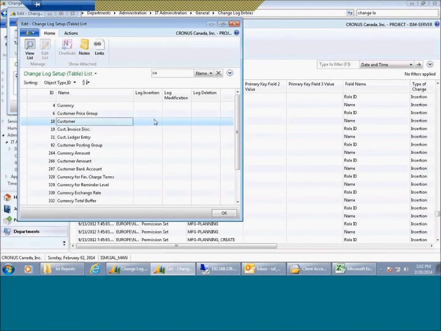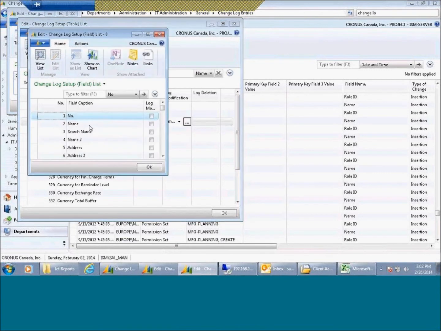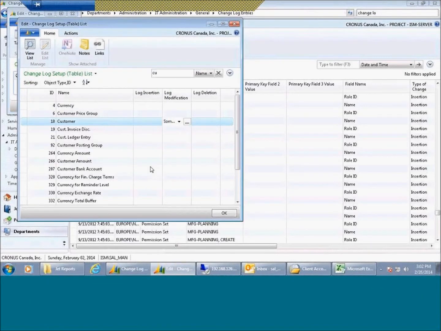So if I was interested in tracking information, let's say credit information on my customer, I could go in and say, yes, I would like to see when things were inserted into the database, when things were maybe modified, maybe some fields for that customer. And then I would go down and look for that. Let's try to look for credit. There it is. So I want to see when someone has changed the credit limit on my customer record.